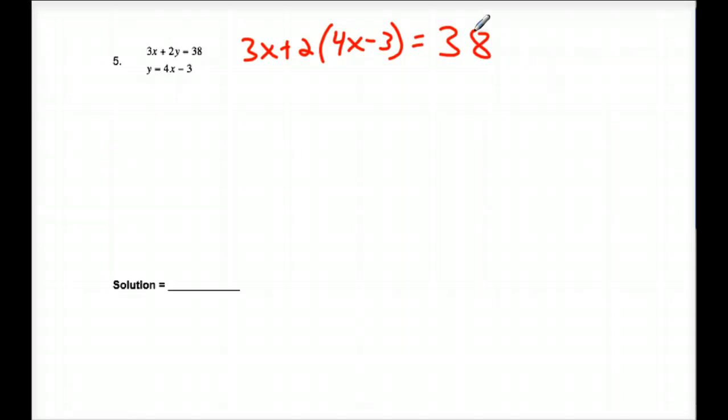How many people can write that? That's hard. That's a lot of algebra thinking there. All she did was take her 4x minus 3 and substitute it in for y. That's all she did. That's so easy. You guys can all do that, and you're like 45 and you couldn't do this problem.